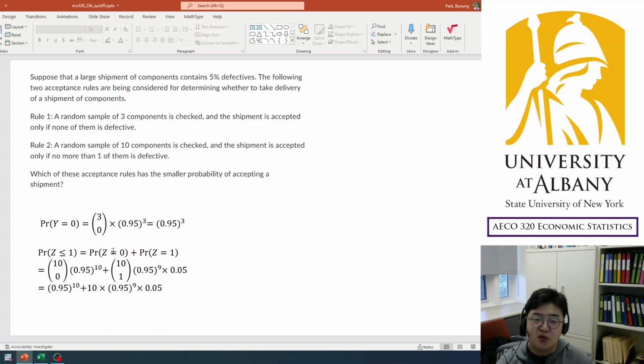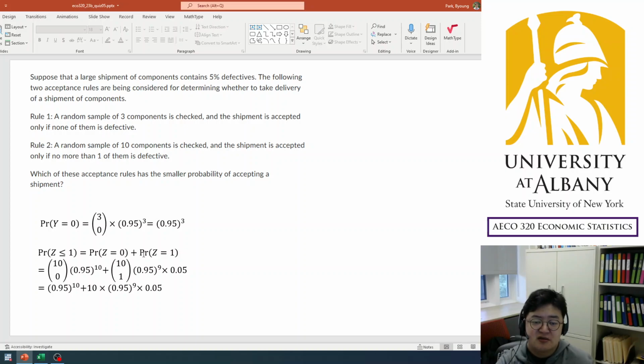And for the probability z equals 0, 10 chooses 0, which is again 1, because everything should be fine, and 95% happens 10 times. Everything is fine, so 95% multiplied 10 times.